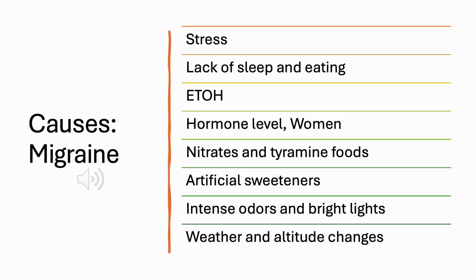Alcohol can cause migraines, especially Chianti wine that contains tyramine, because that can also increase the chance of a migraine. Hormone levels for women, so it could be around their menstrual cycle. Eating nitrate rich foods and tyramine foods, so you should remember those from pharmacology. Using artificial sweeteners, intense odors, and bright lights. Any kind of weather or altitude changes can also cause a migraine headache.